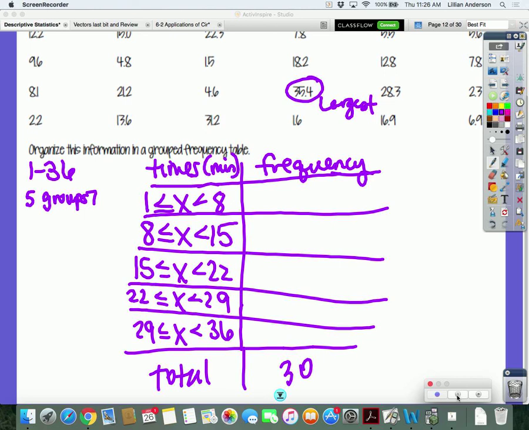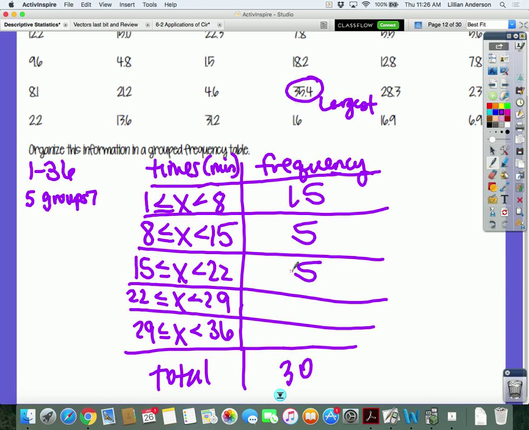What's the frequency for the first group? 15. 15? Yes. All right. For the next group? 5. Group after that? 3. And the group after that? 2. And that does add up to be 30.